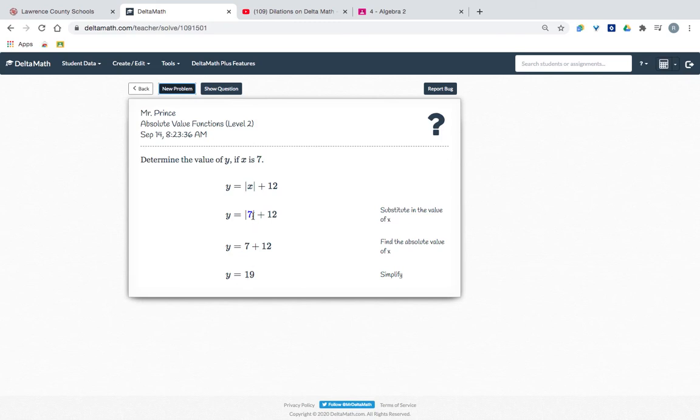Just keep in mind, if there's a number outside of the absolute value, then you do the absolute value stuff first and then put the number with it. So this time we did the 7, absolute value 7, then we added the 12 at the end.